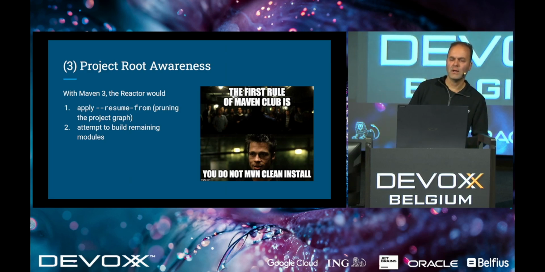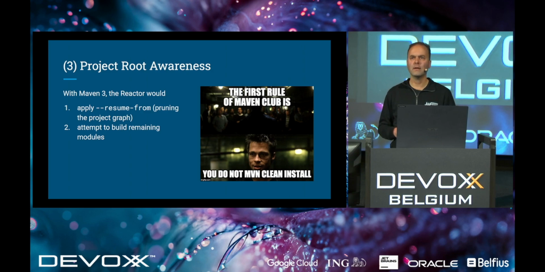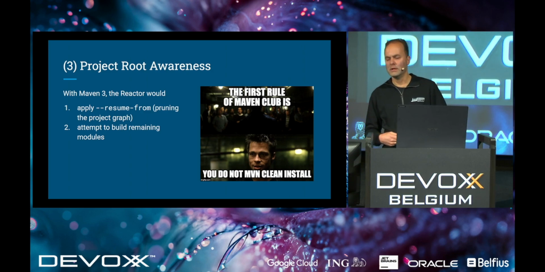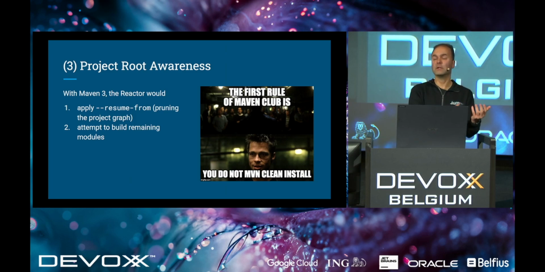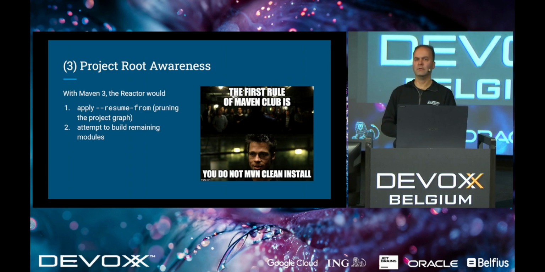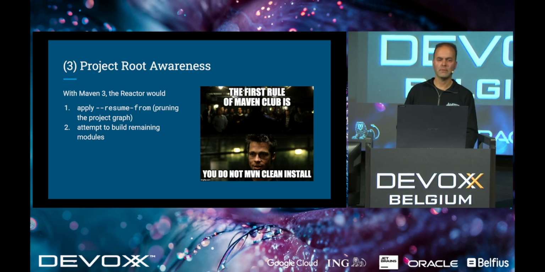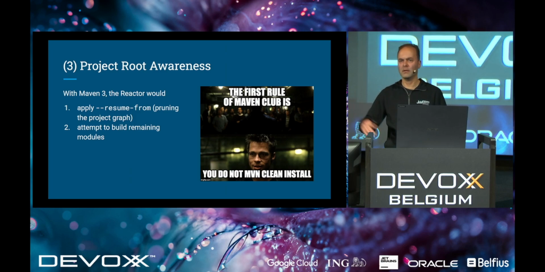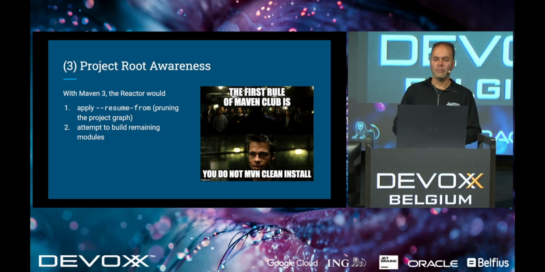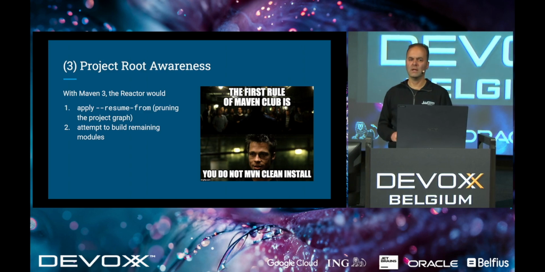Because in Maven 3, what would happen? If you would use the resume from flag, the first thing that the reactor would do is it would say, okay, apparently you want to resume the build from a given starting point. That's fine. Everything that comes before this module in this calculated order, I can forget about it. It's not relevant anymore. Drop it. Then it would try to build from wherever you specified you wanted the build to start. And it would continue the plan that was calculated in the reactor. But this would not always work, especially if you would happen to need some of the modules that were just pruned from the graph.